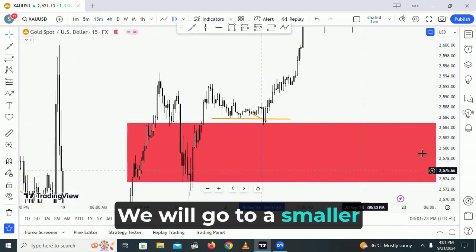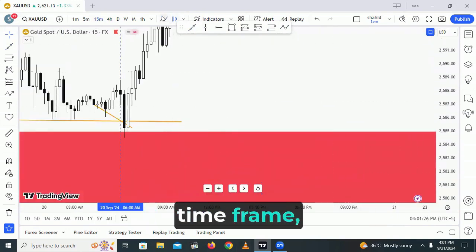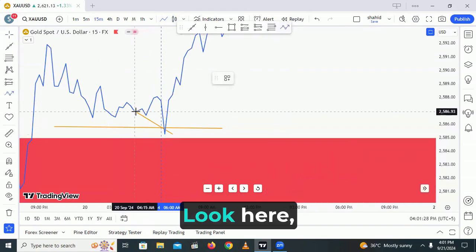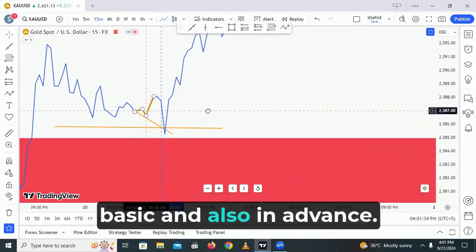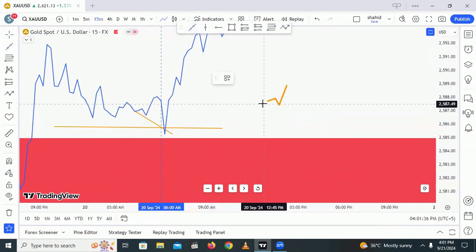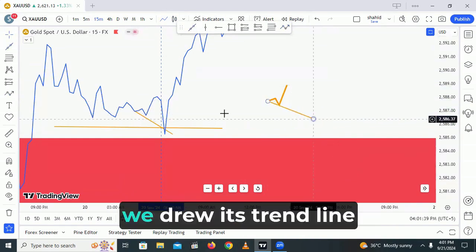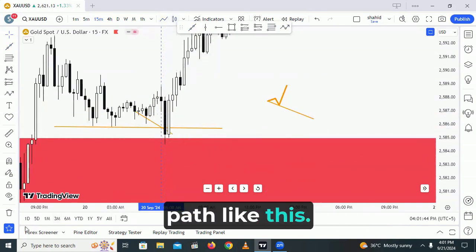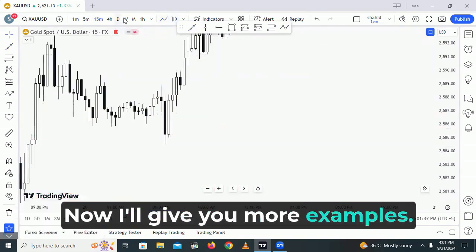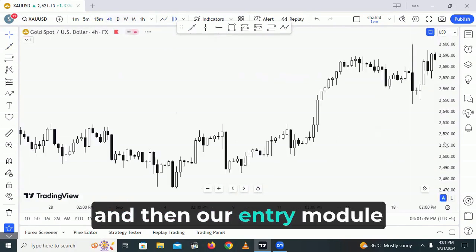We will go to a smaller time frame. If you look at a smaller time frame, the same pattern is formed here. Look here, which pattern is formed here, which I explained to you in basic and also in advanced. This pattern, we drew its trend line from here to here and the market took its path like this. Now I'll give you more examples. Just draw it and then our entry module will be next.